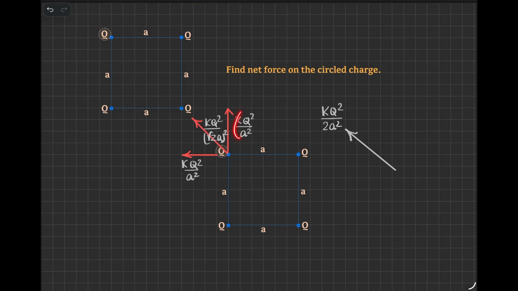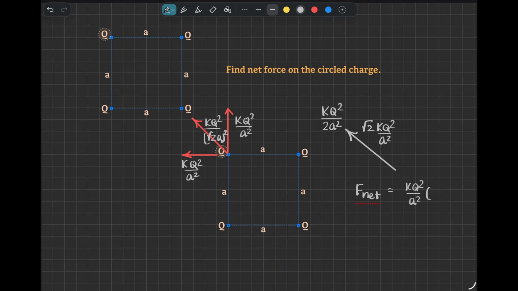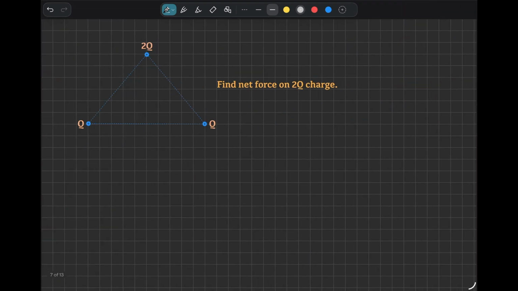But these two forces will also act, and the net force due to these two will also act along the diagonal, and this will be root 2 times k q square by a square. Hence F net will be k q square by a square, taking common, 1 by 2 plus root 2. This is our answer. Similarly, let's go to another problem, where a similar but triangular arrangement of charge is given.